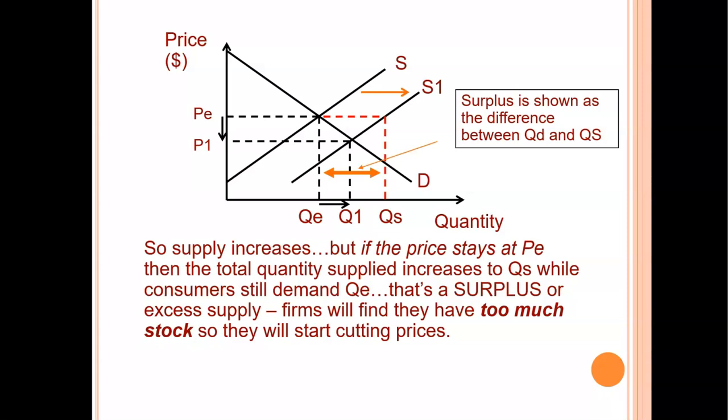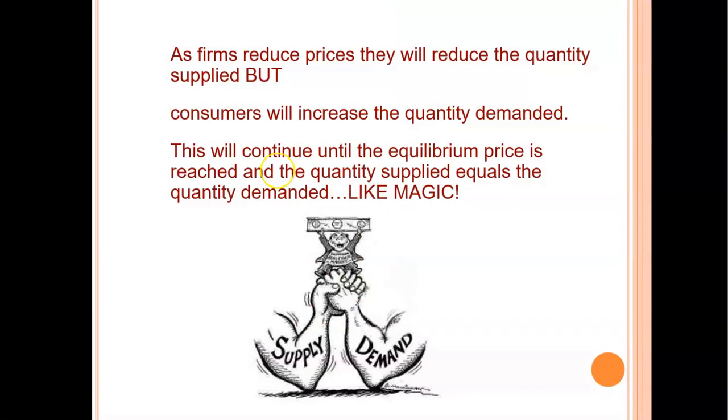Producers will choose to lower their prices to clear the surplus, to sell off whatever extra they've got. Consumers will respond by increasing the quantity demanded. Producers will respond by decreasing the quantity supplied until we get to equilibrium. So that's what you need to talk about, all those things.